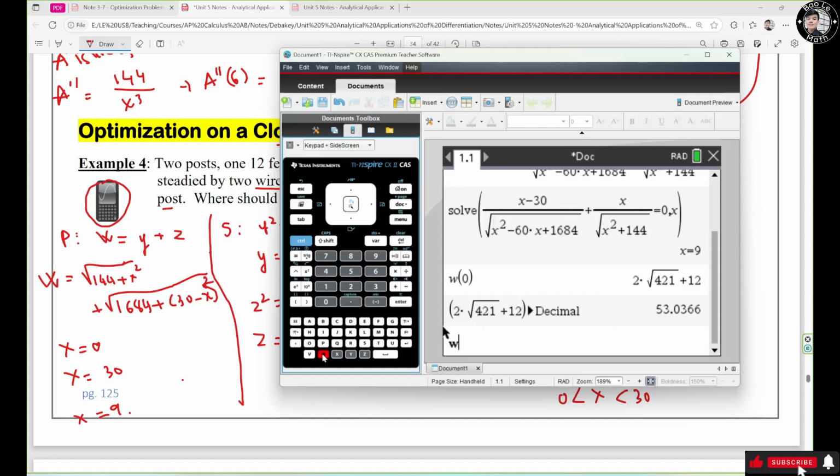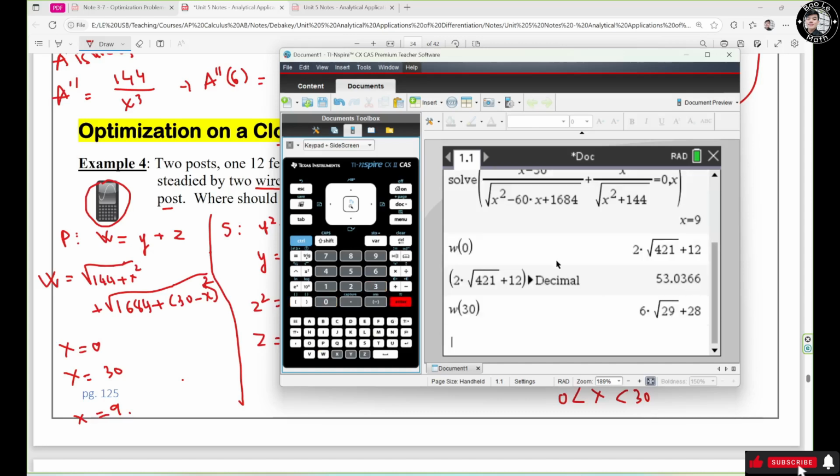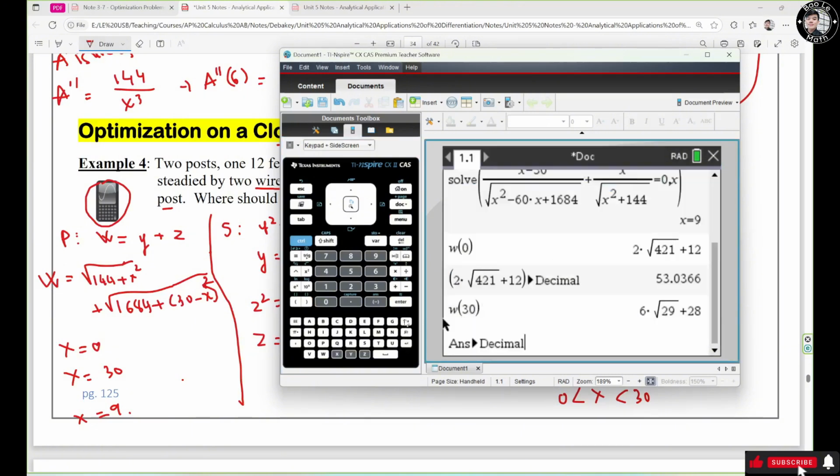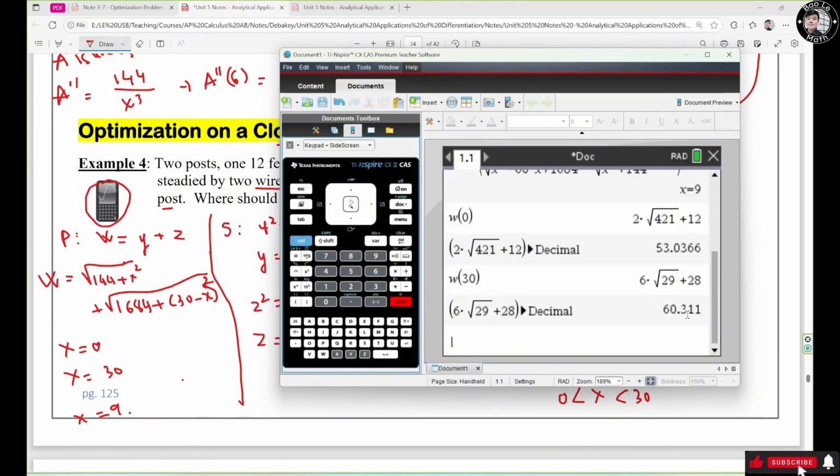Similarly, I need to find w of 30. Then hit enter. It's going to be right here. Again, you need to convert this one to a decimal number. Alright, it's going to be like this.